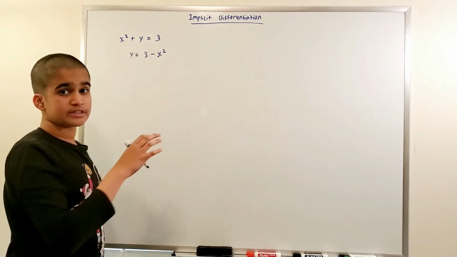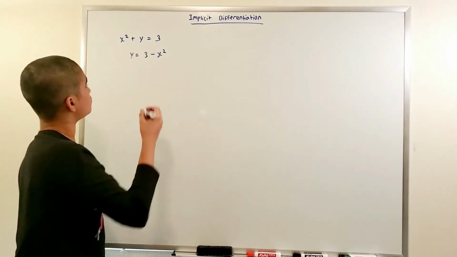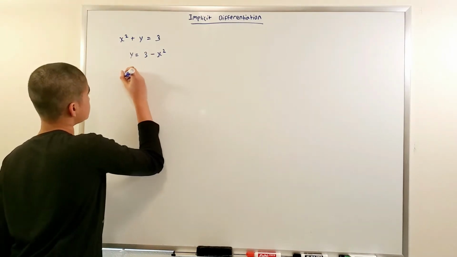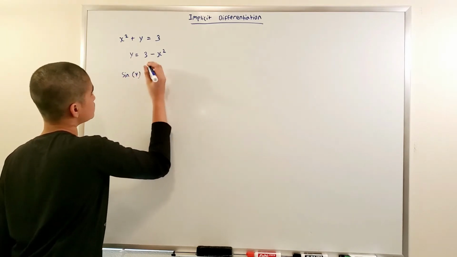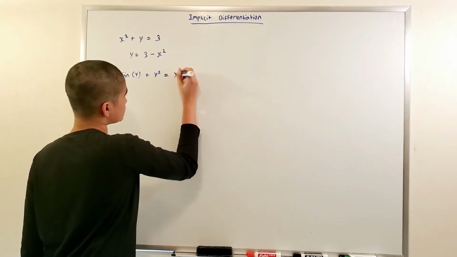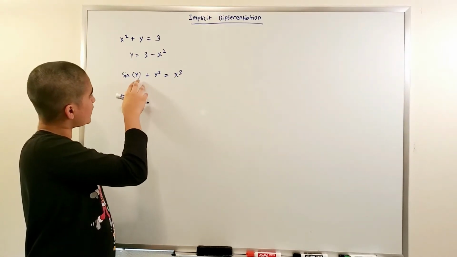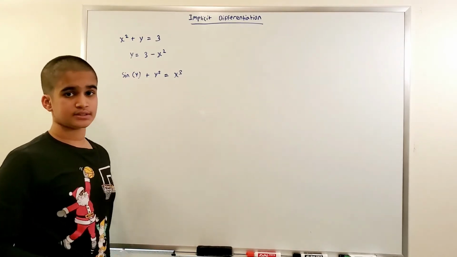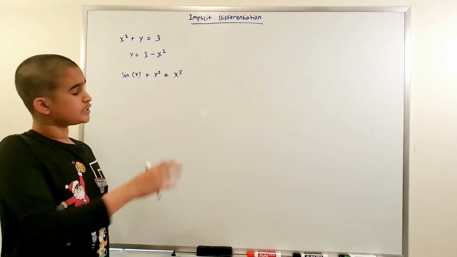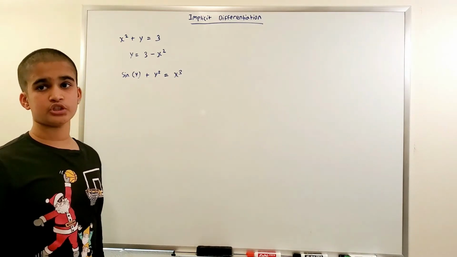Sometimes it would be very difficult or impossible to bring y alone. For example, sine of y plus y squared is equal to x cubed. Here you can see that we cannot isolate y on one side very easily. However, we can still take the derivative of this function by using implicit differentiation.